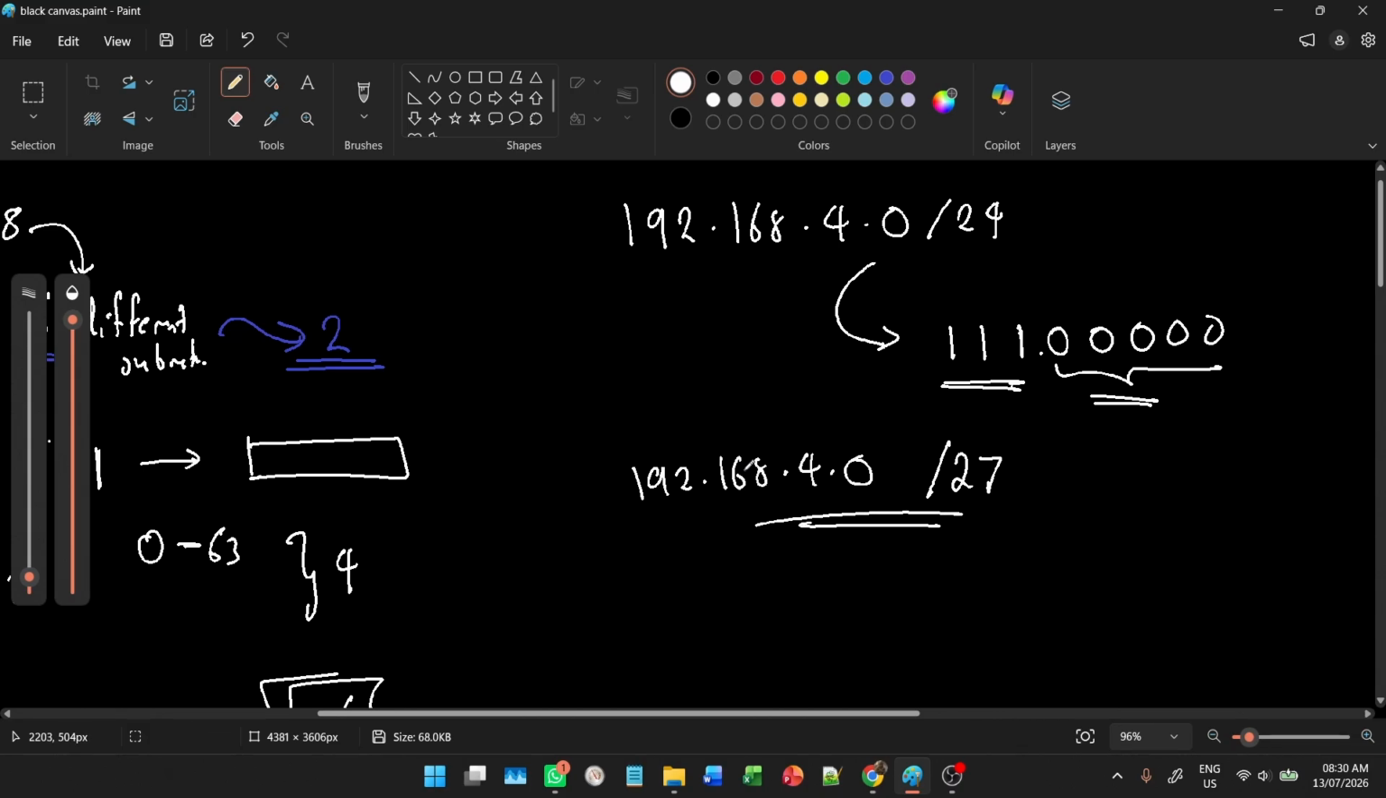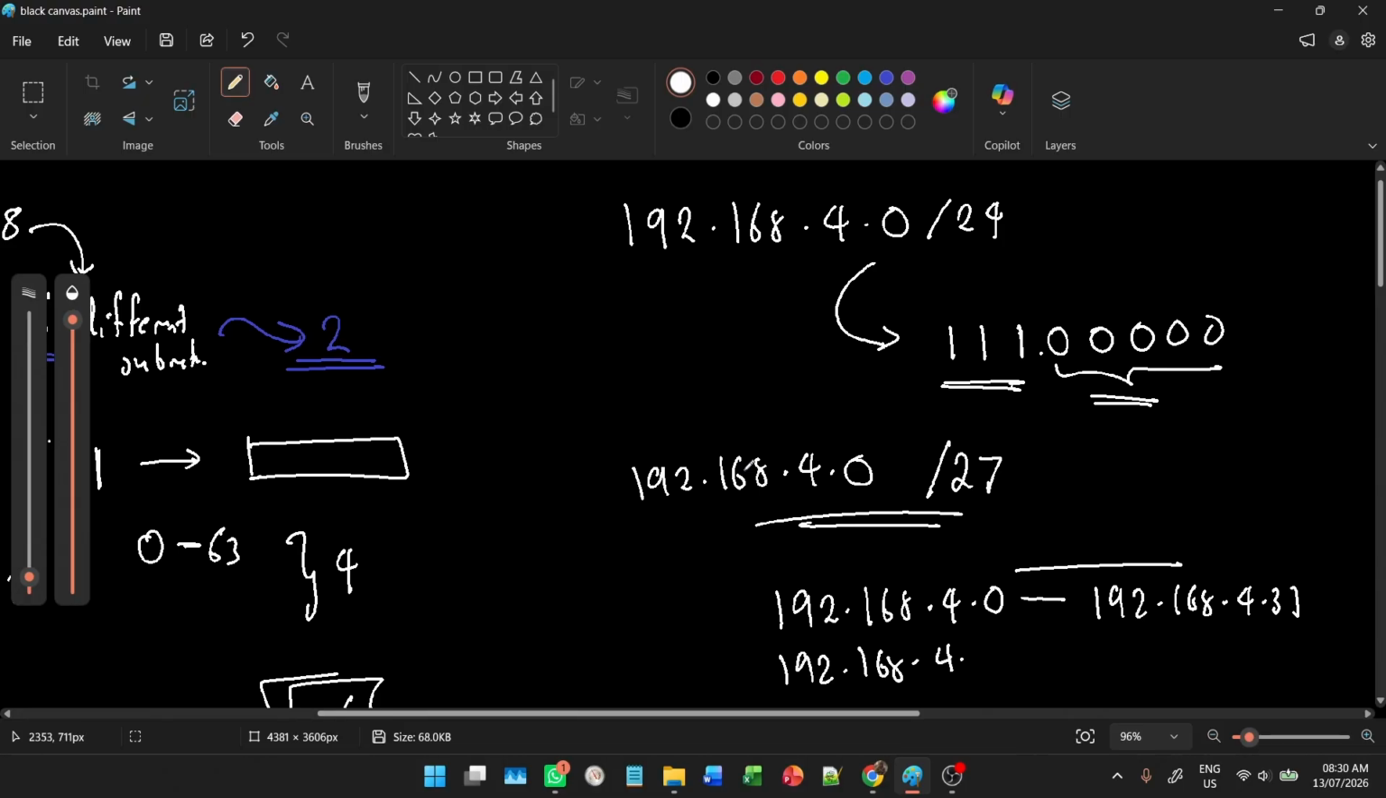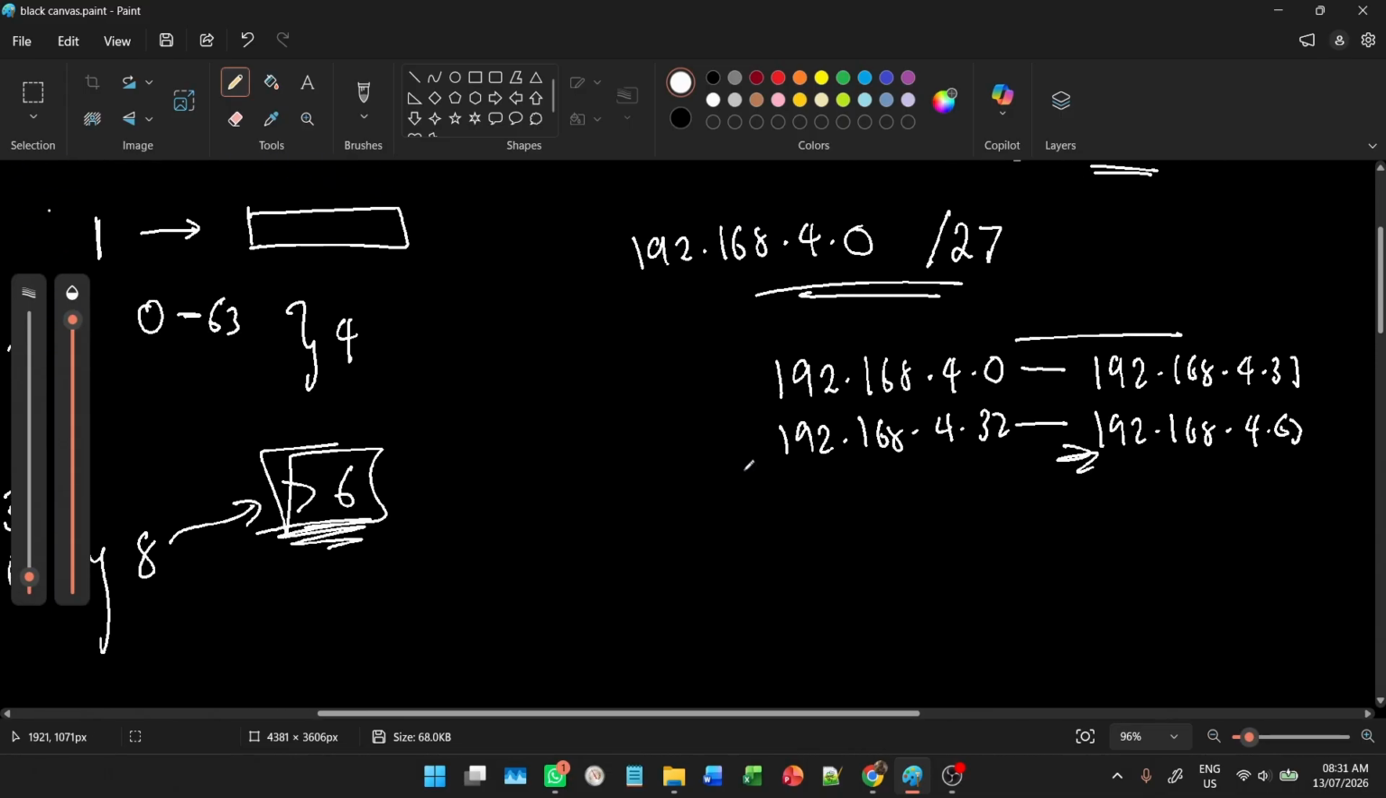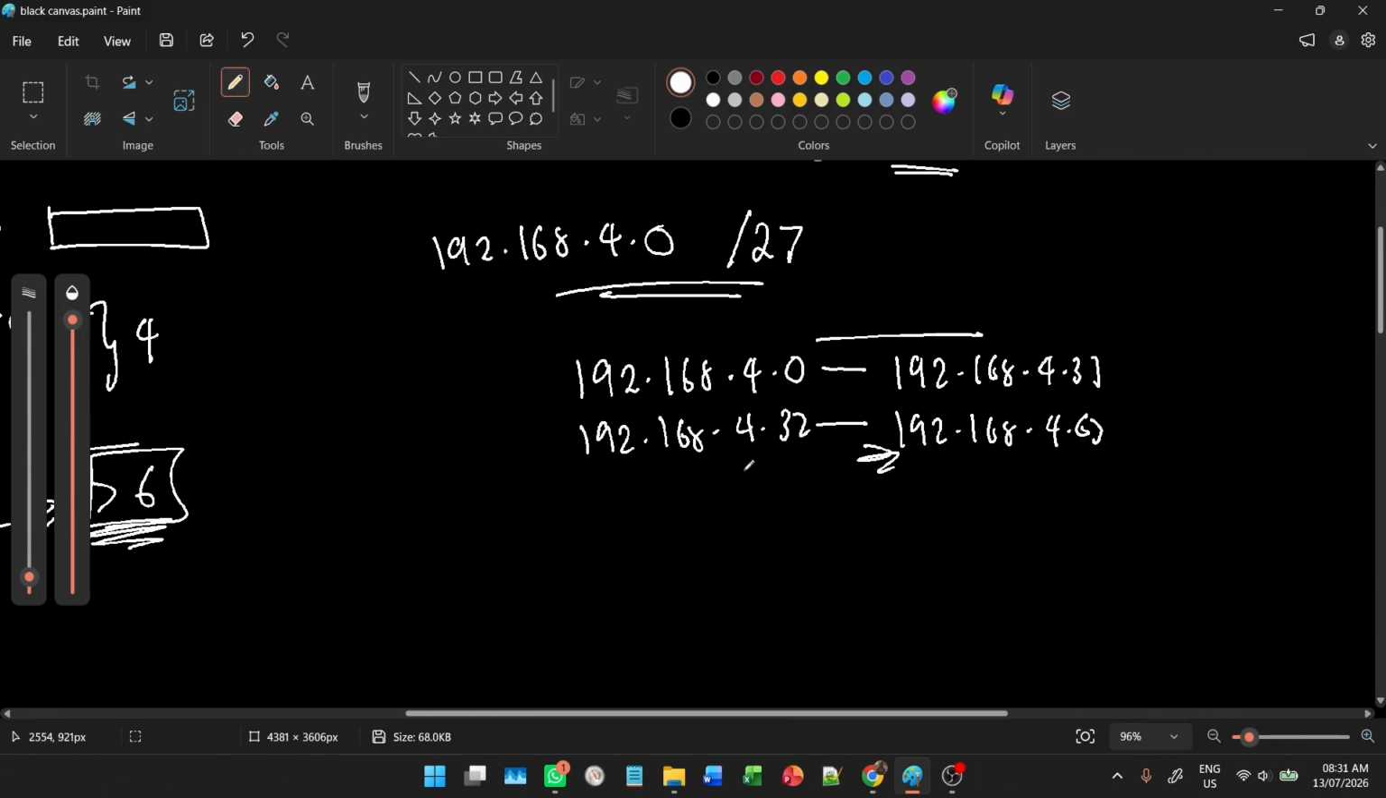So essentially now we have a proper system. So we have 192.168.4.0 to 192.168.4.31. This is a singular subnet. 192.168.4.32 to 192.168.4.63. This is another subnet. That is what the process of subnetting is, right? So let's look at a hard example.